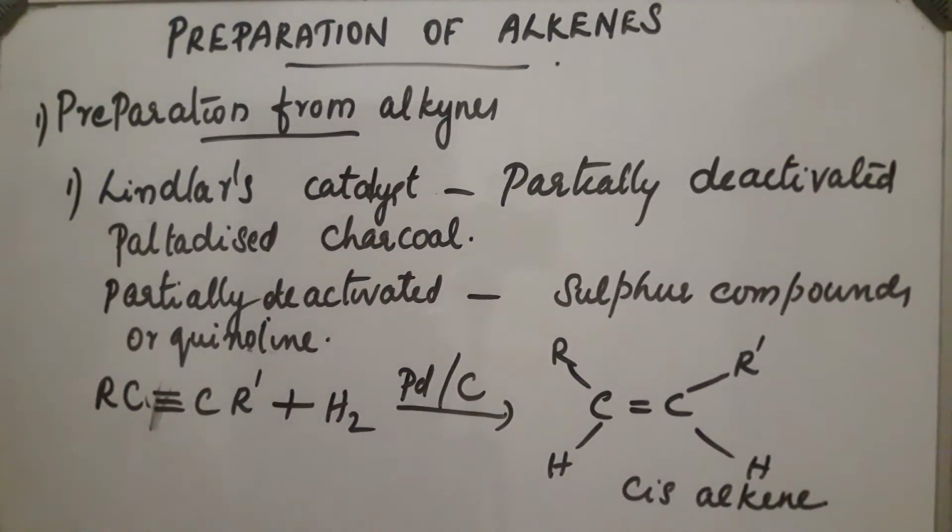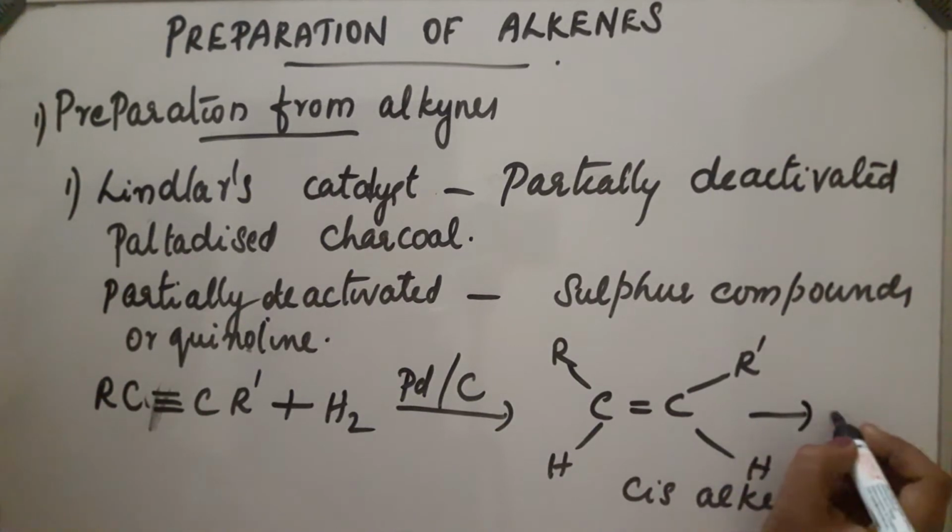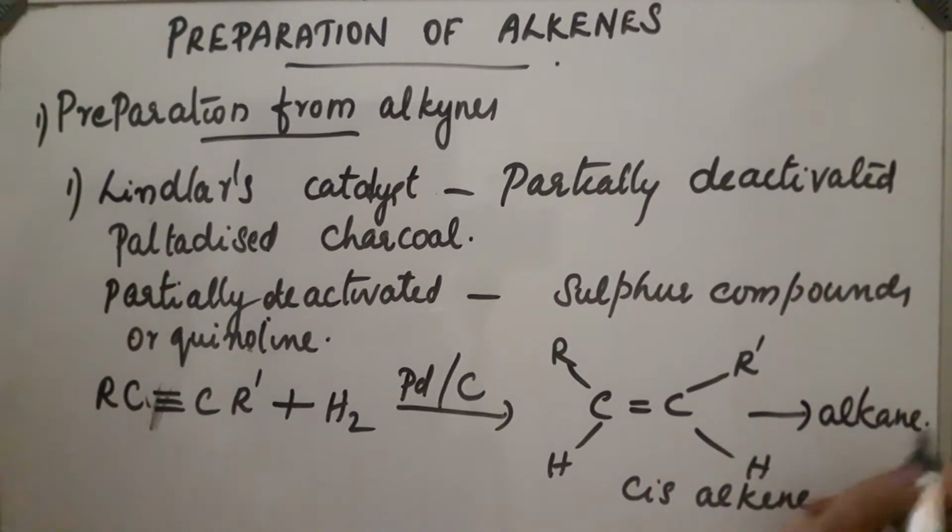Why are we partially deactivating? Because otherwise, if we do not use this partially deactivated pelletized charcoal, the alkene gets converted into alkane. So, in order to stop the reaction at the cis alkene stage, we use Lindlar's catalyst. This is the role of Lindlar's catalyst in this reaction.